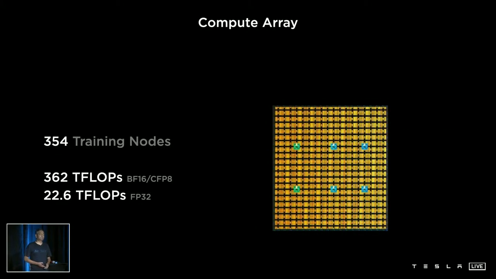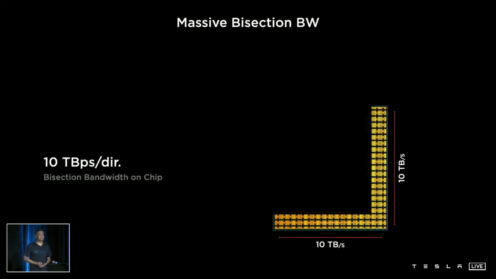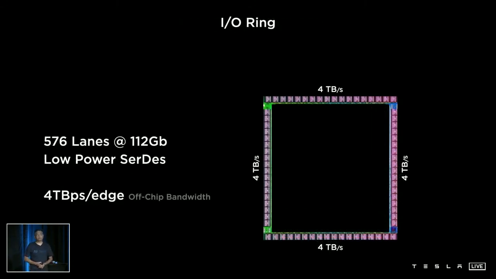When we click together 354 of these training nodes, we get our compute array. It's capable of delivering 362 teraflops of machine learning compute. And of course, the high bandwidth fabric that interconnects these. And around this compute array, we surrounded it with high-speed, low-power SerDeses, 576 of them, to enable us to have extreme I/O bandwidth coming out of this chip.